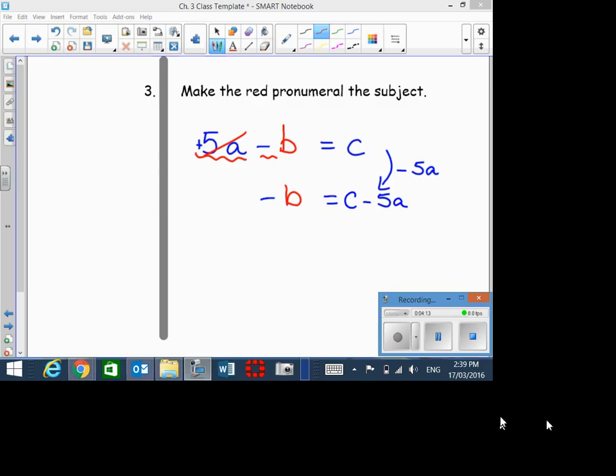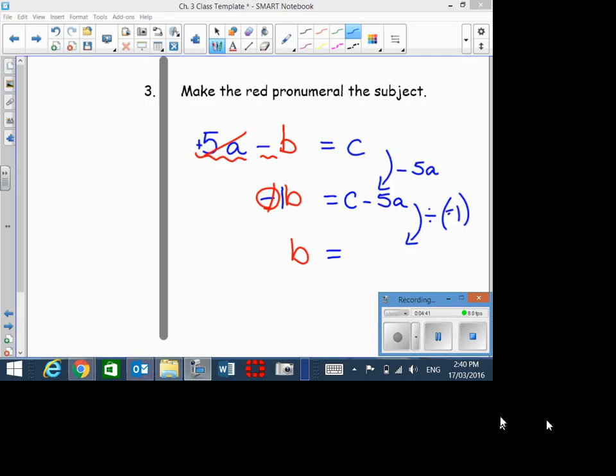Lastly, I need to do something with this negative sign. So to get rid of a negative coefficient, remember there's really a negative 1 in front of the B. So to get rid of it, I'm going to divide by that negative 1. So if I do that, I don't have the negative anymore, and I just have the B left over, which is what I wanted by itself, so that's good.